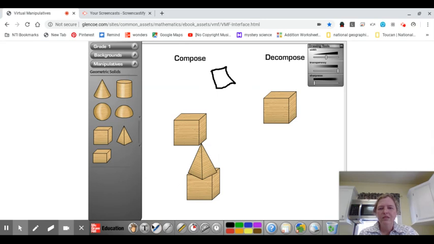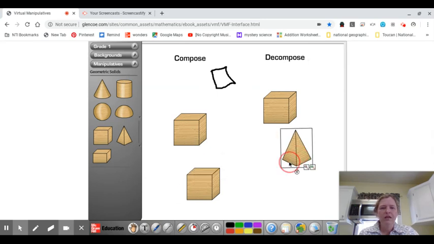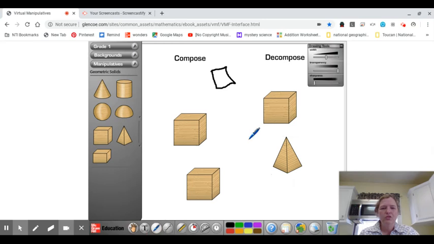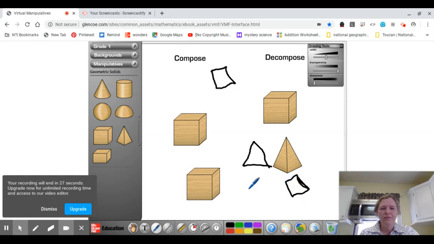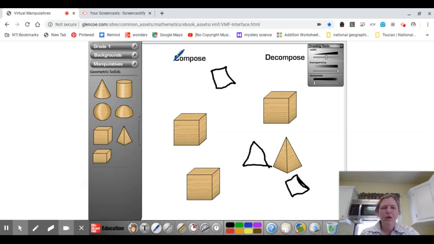All right, what face can we find in the pyramid? The one that we see here is a triangle. Don't laugh at my drawings. And the shape that we know that's down here, we can't really see it very well, but we also know that a pyramid has a square face. And now you have composed shapes and you have decomposed shapes.